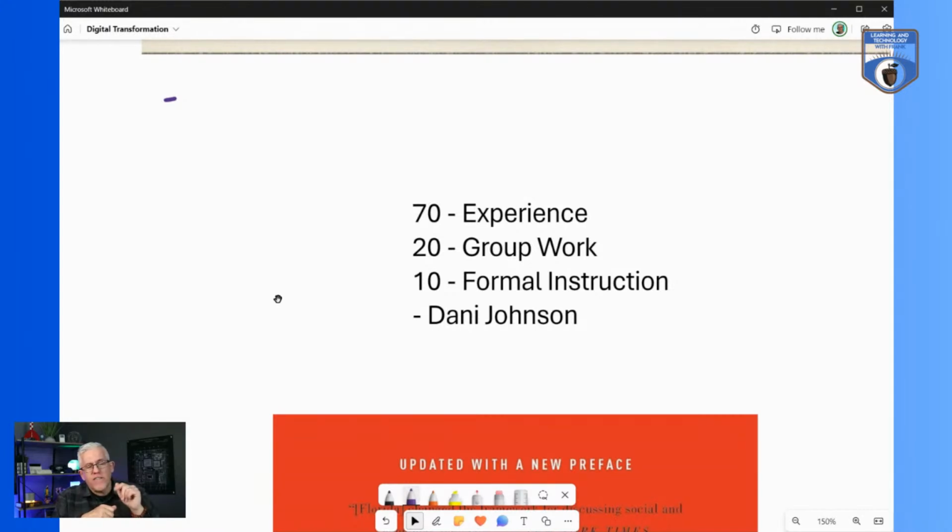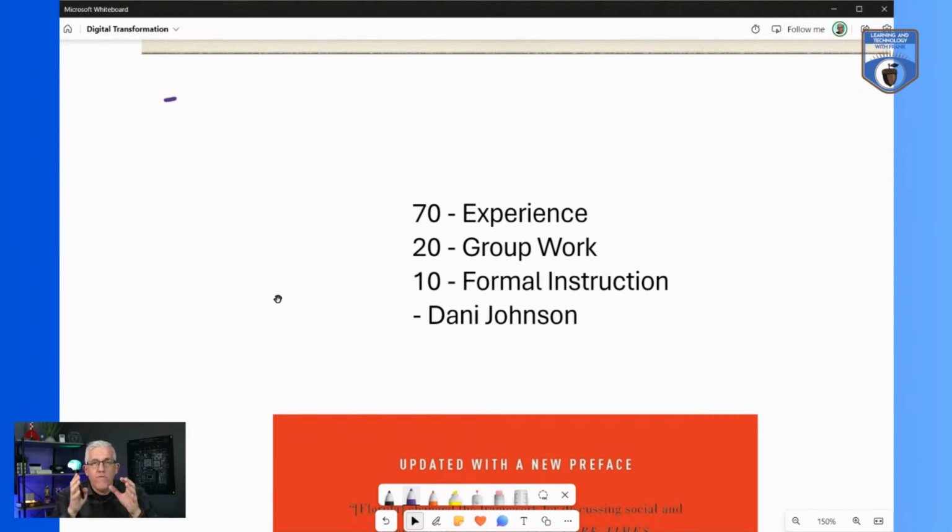Again, these are not scientific percentages. These are more ratios, just to give you an idea. What this means for us is that if we're in education or any of the perspectives, society, education, business, or individuals, we need to construct our digital transformation with the understanding that we want to create experiential environments, we want to have interactive environments, and then we want to have some formal instruction or structured coursework as well.